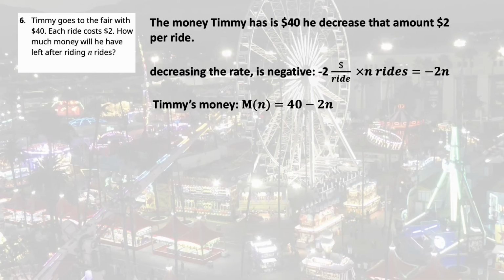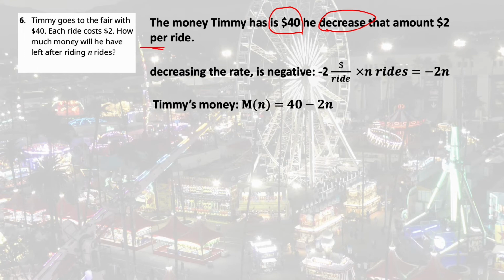Timmy goes to the fair with $40. Each ride costs $2. How much money will he have left after riding n rides? So this time we start with $40, but he's going to decrease. That is an important word. He's going to decrease by 2 per ride.